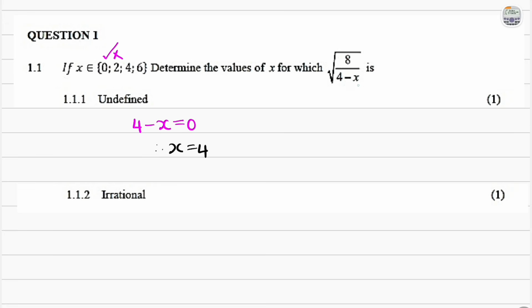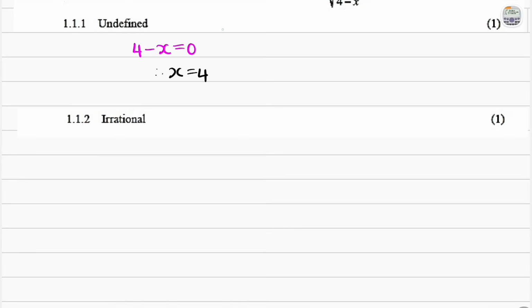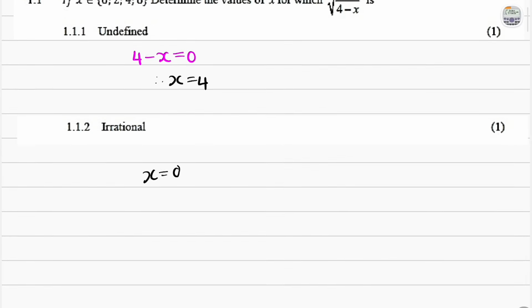If we tried 4, 4 minus 4 is 0, and that's not going to work. It's just going to make it undefined. Then if you tried 6, 4 minus 6 is going to become negative, and 8 divided by a negative number would stay negative. If you square root a negative number, you get a non-real answer. It's not irrational, it's non-real. So that wouldn't work either. The only thing that works is when x is equal to 0, and that is our answer.